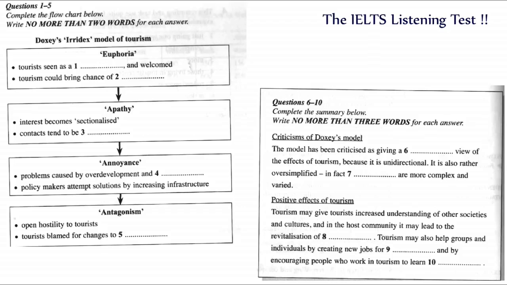For example, Doxy's model doesn't look at the effects on the tourists themselves. They may well benefit from increased understanding of the host society and culture. Then, traditional crafts in the host area may be revitalised because tourism provides new markets, such as the souvenir trade, for example. So instead of these traditional skills being lost, local people are encouraged to develop them.